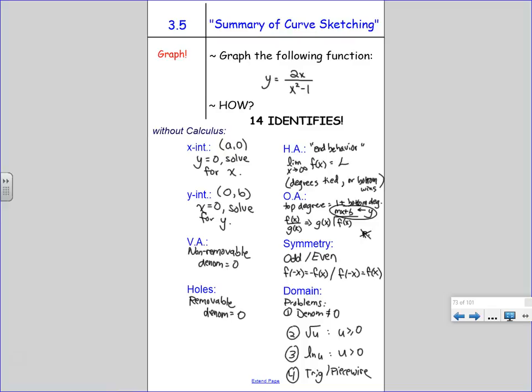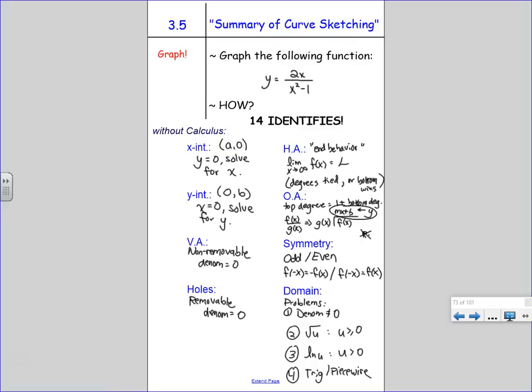Symmetry, we'll look at it, we won't stress too much. And then domain, we've already talked about those problems multiple times. A couple more seconds for those of you still writing. But for those of you that were here yesterday, was that enough? Are those all 14? No, that's only 8. Do you remember where the other 6 come from? The quiz you did today, right?